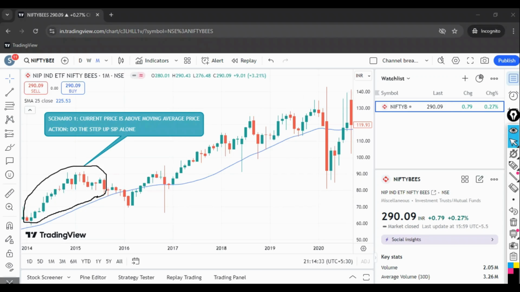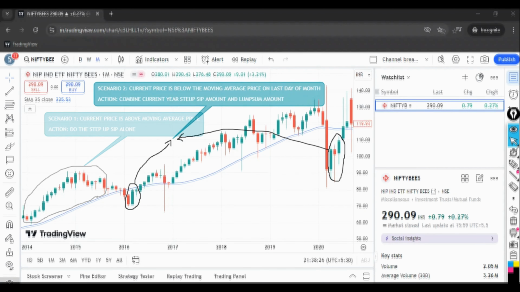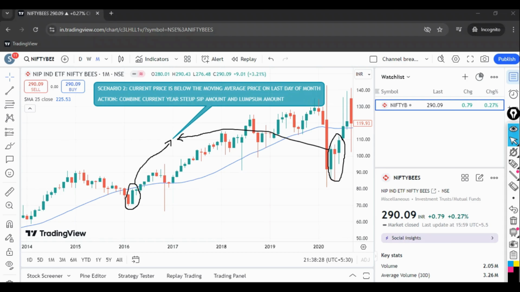Scenario 1. Current price is well above the moving average indicator on the last day of the month. The action that you are going to take is just do the step up SIP alone. Scenario 2. Current price or candlestick has closed below the moving average indicator on the last day of the month. The action that you are going to take is to combine your current year step up SIP amount and lump sum amount and then place the order.